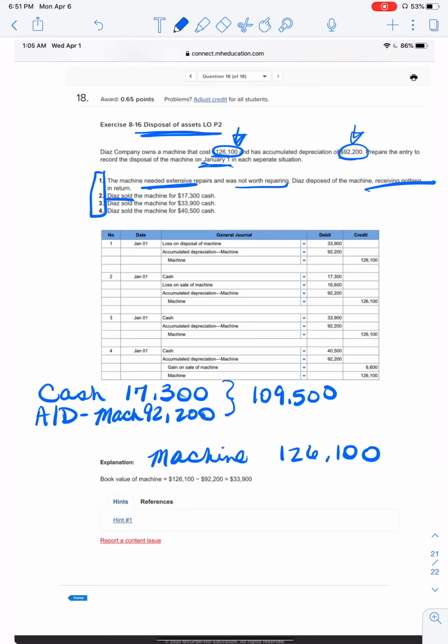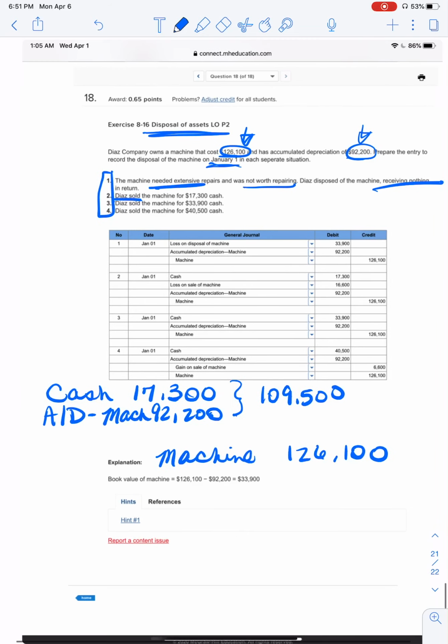Specifically, that is $109,500. So you say, well, great, debits are less than credits, which means I need another debit. If I need another debit, that means that what I have is a loss. So I will debit a loss on sale of machinery. So do notice this is loss on sale of machinery. Earlier this was loss on disposal. So make sure you do get that terminology right as well. So now all of our debits will equal our total credit of that 126,100.